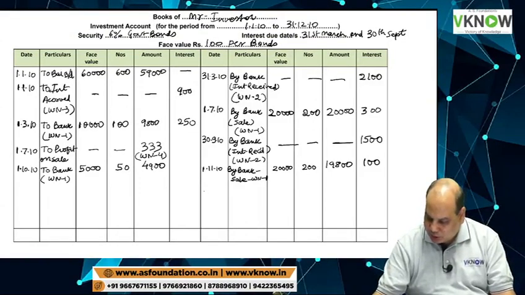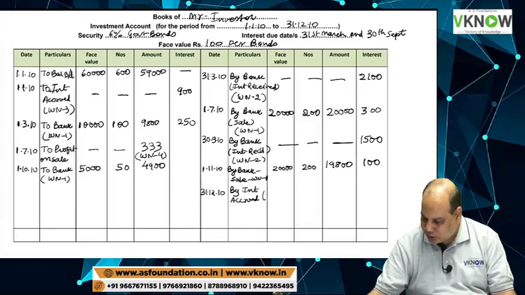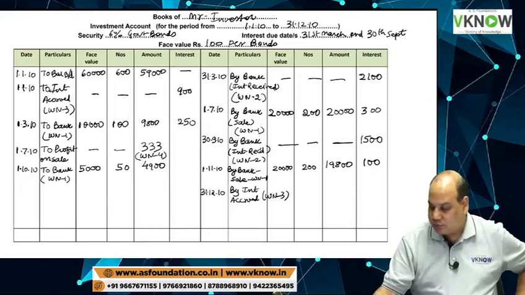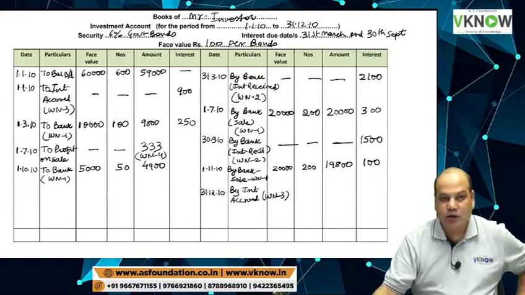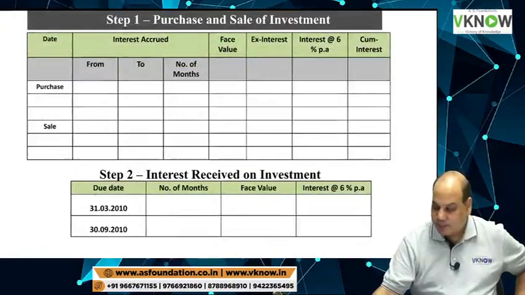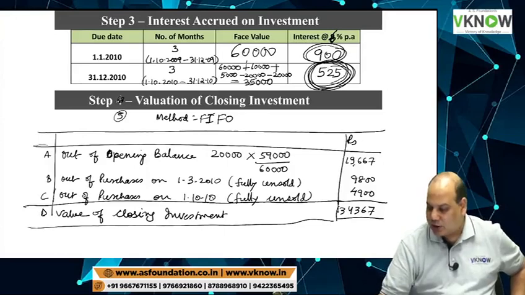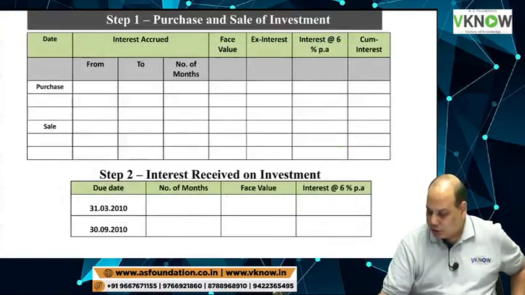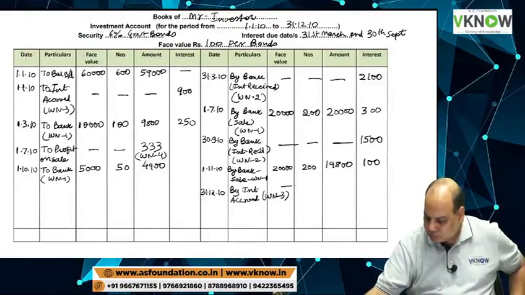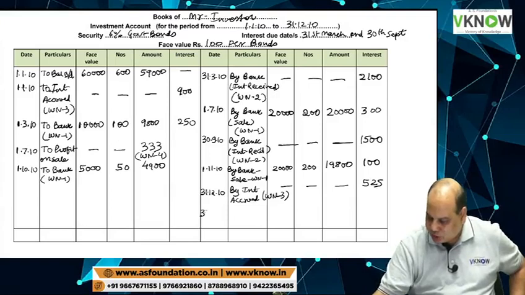Then we'll come to year end, 31st December 10, by interest accrued. By interest accrued, write working note 3. On the screen at the top, working note 3 is interest accrued 525 at the end of the year. So 525 in the interest column, and then closing investment entry.